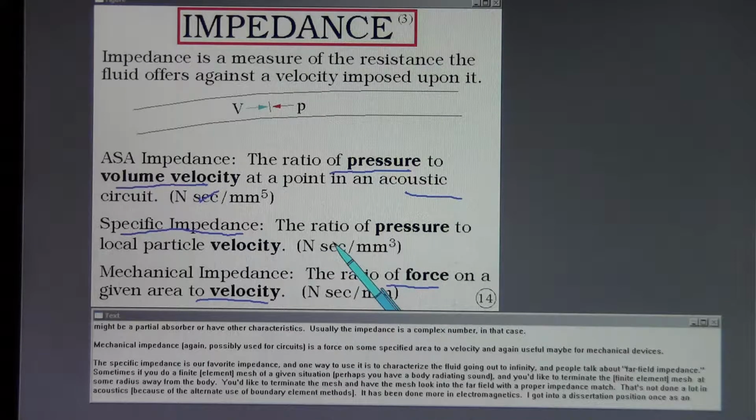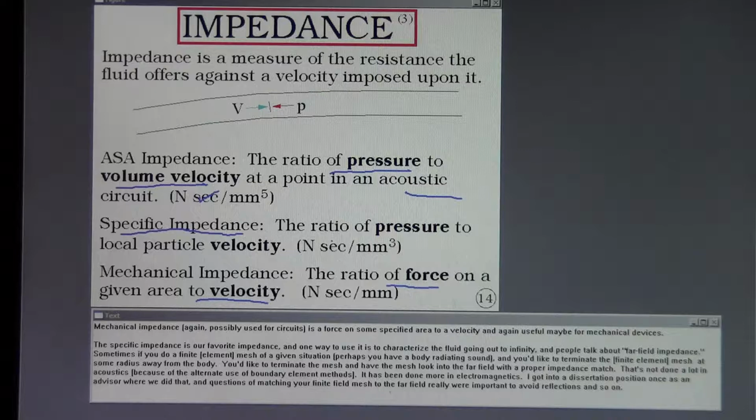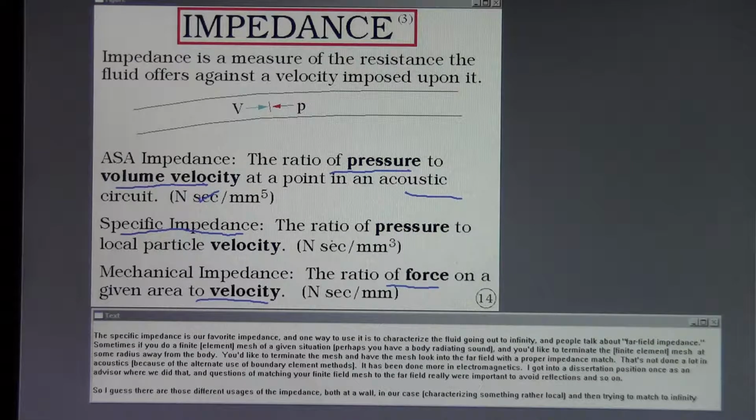The specific impedance is our favorite impedance, and one way to use it is to characterize the fluid going out to infinity, and people talk about far field impedance. Sometimes if you do a finite mesh of a given situation, perhaps you have a body radiating sound and you'd like to terminate the mesh at some radius away from the body, you'd like the mesh to look into the far field with a proper impedance match. That's not done a lot in acoustics.